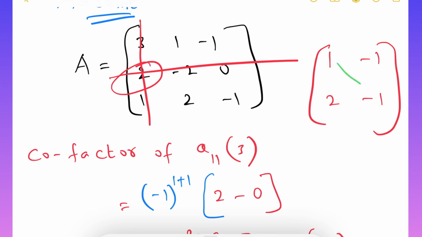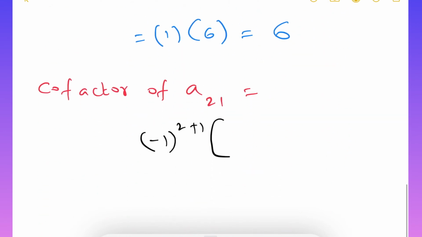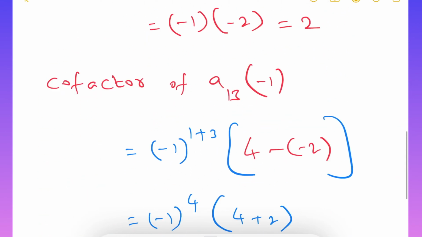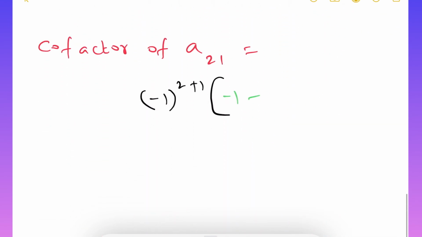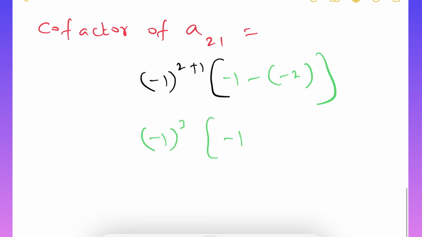First you need to find out this one. 1 into minus 1, minus 1, minus 2 into minus 1, minus 2. So we get minus 1 whole power 2 plus 1 is 3 into minus 1, minus into minus plus 2. Minus 1 whole power 3 minus 1 into minus 1 plus 2, 1. So minus 1 into 1, 1. So we got the cofactor of the element second row first column, that is 1. Oh sorry, minus 1. Minus 1 into 1 is minus 1, right?